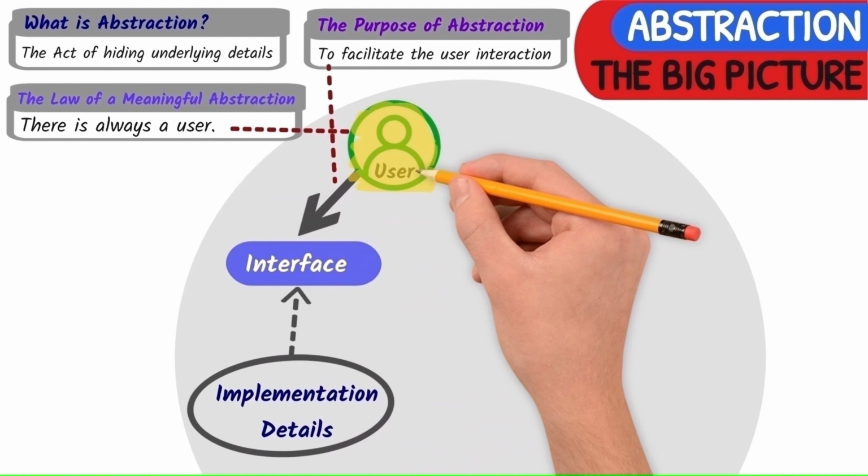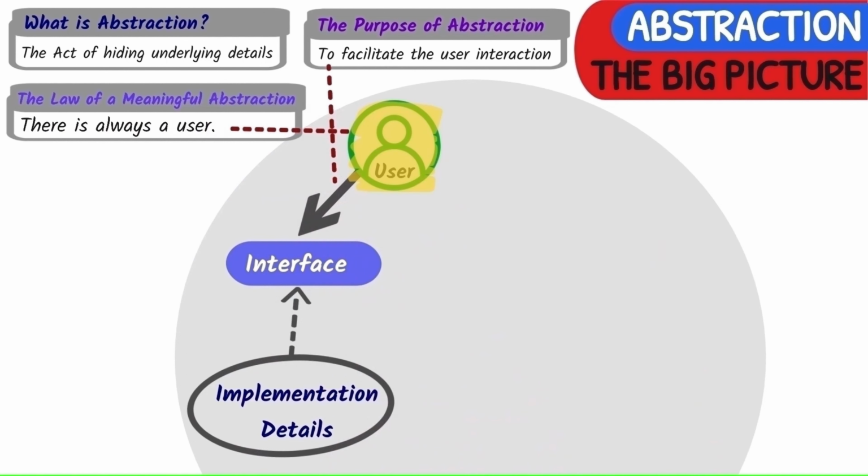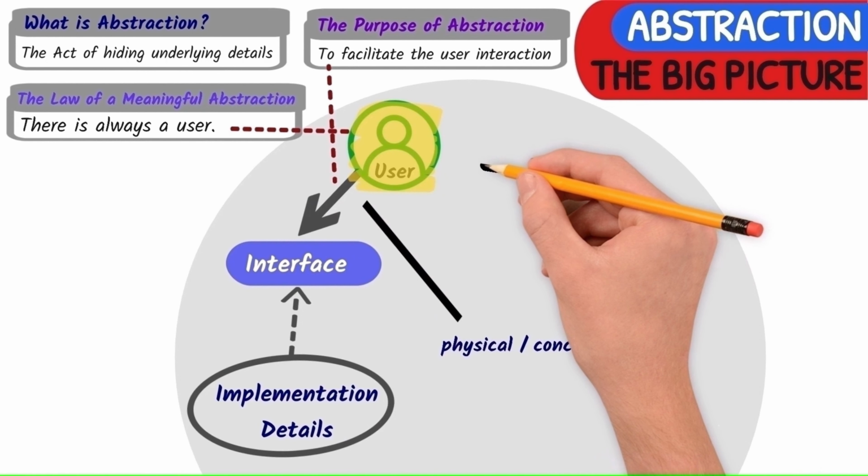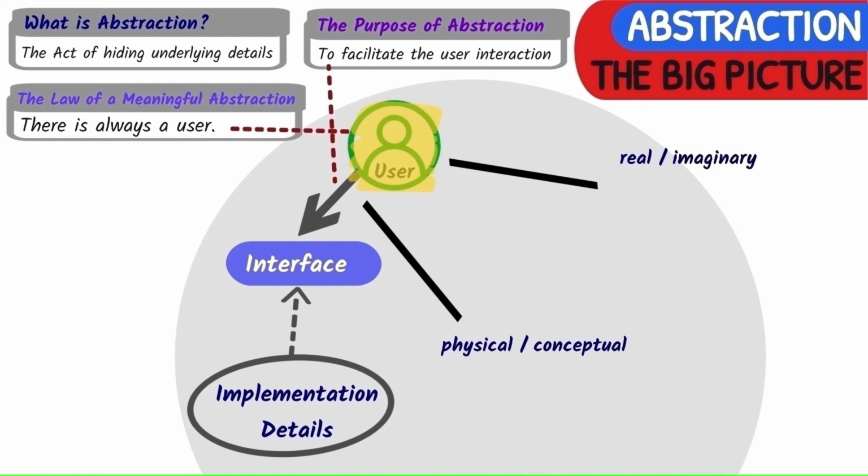Abstraction is only meaningful when there is a user who needs to use the abstraction. Without that user and the need to use it, there is no point in doing abstraction at all. That interaction can be physical or conceptual. That user can be real or even imaginary. They can be an existing user or someone in the future.